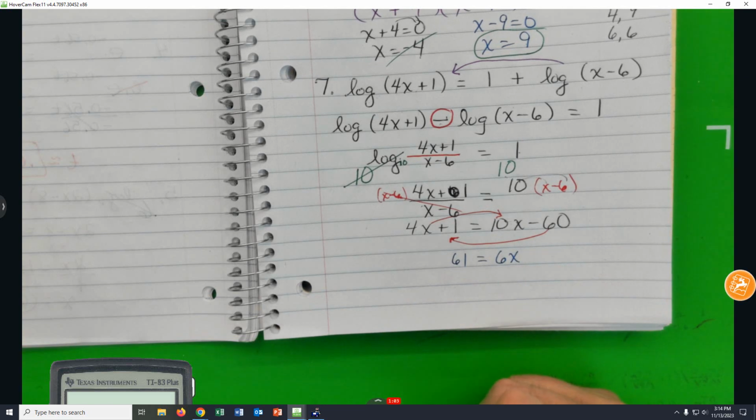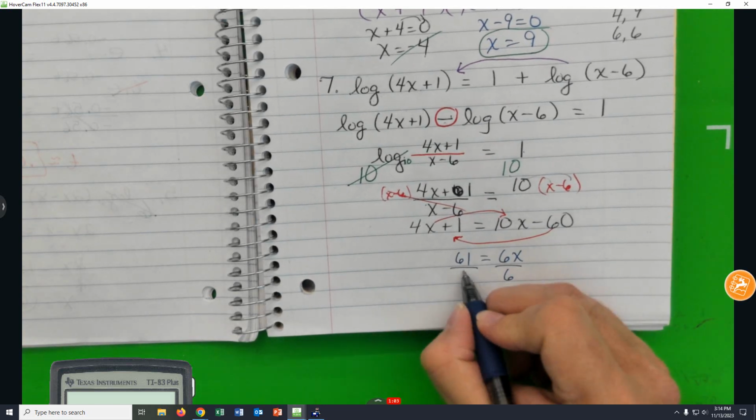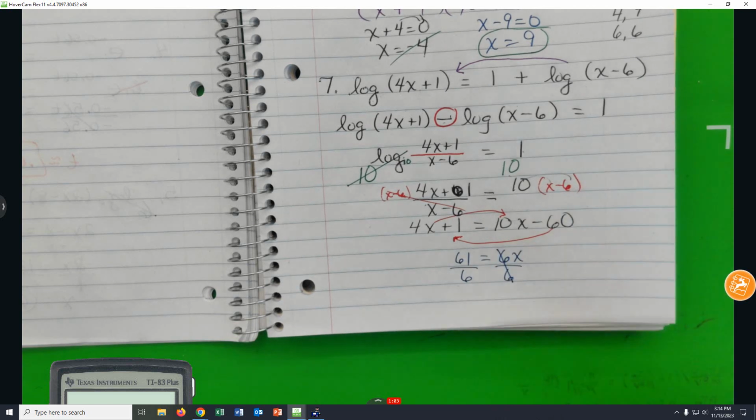61. Divide by 6. Does 6 divide into 61? No, it's 10 remainder 1. So it's a little bit bigger than 10.